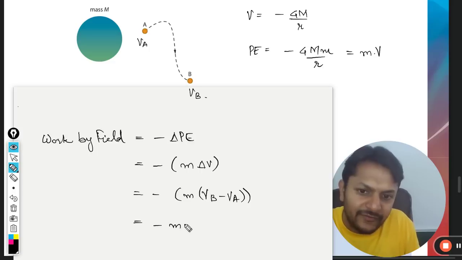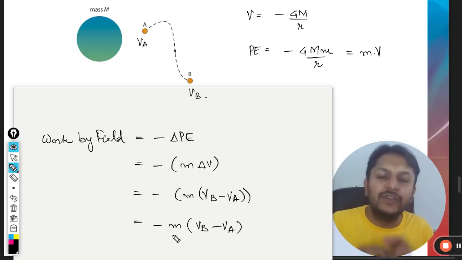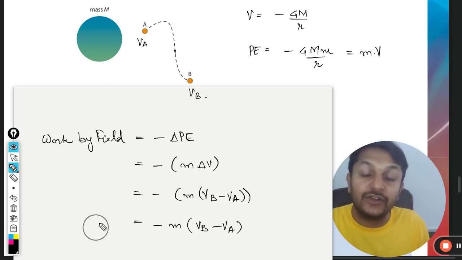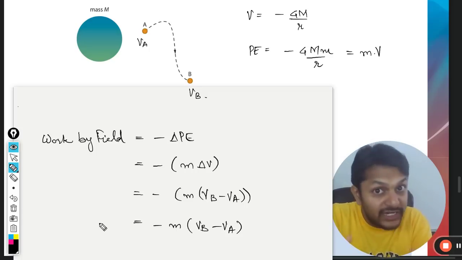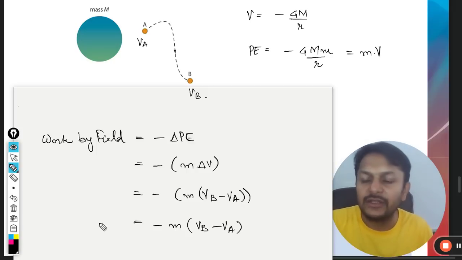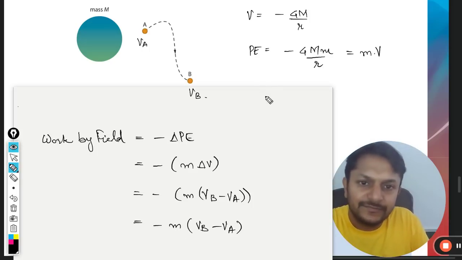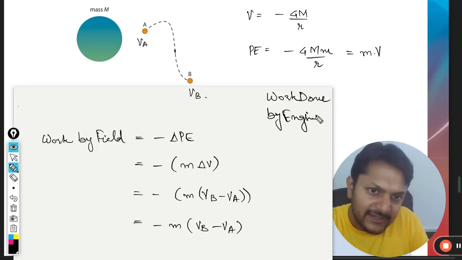So work done by field will be negative m (VB minus VA). Clearly VB is more than VA, so this value will be positive, and because of this negative sign, the work done by the gravitational field is coming out to be negative because gravitation is pulling it towards itself, but the body chooses to go otherwise. The body is going away from it. That is why this work done is negative. So work done by engine will be positive.